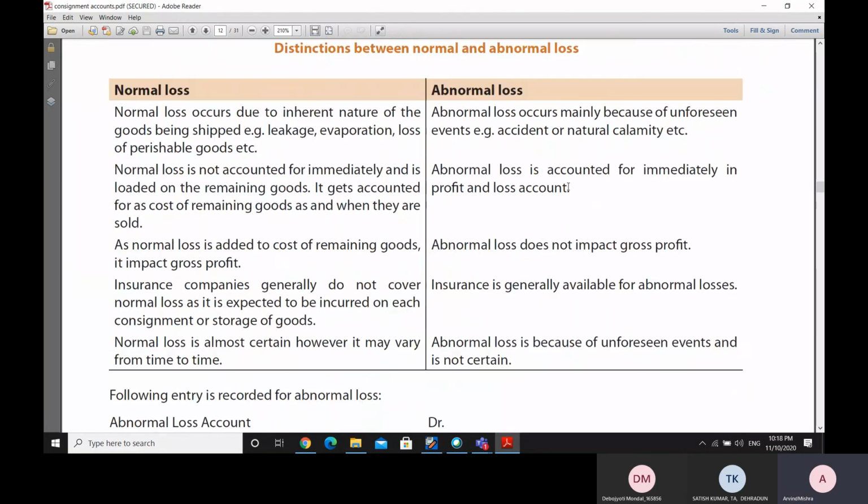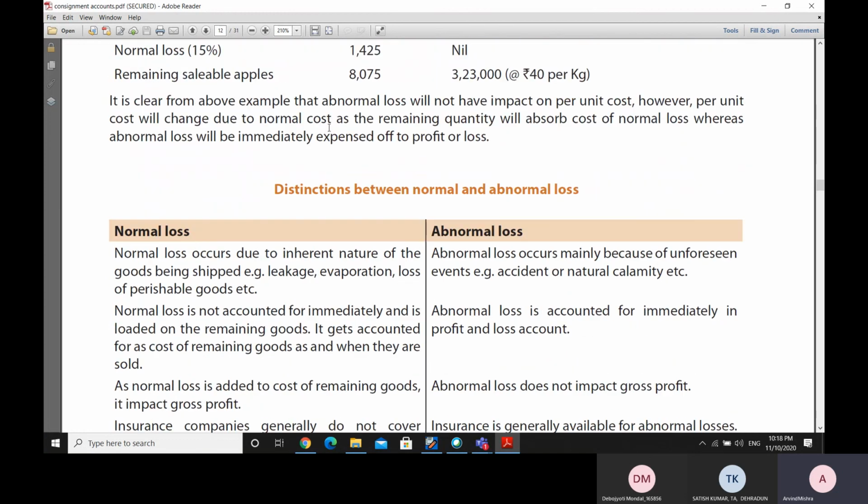So now we go on to the differences between the normal loss and abnormal loss. But I think that we'll cover that in the next part of the session.